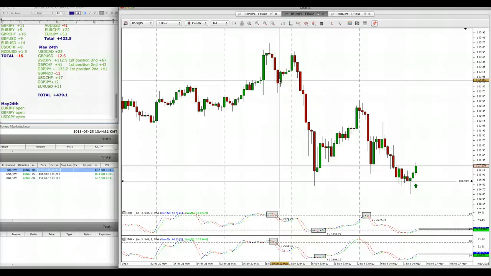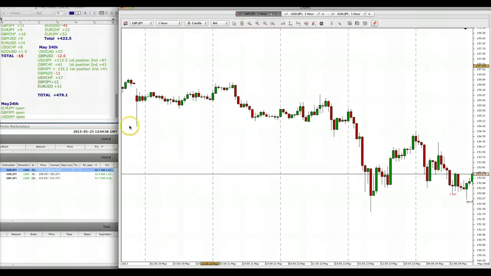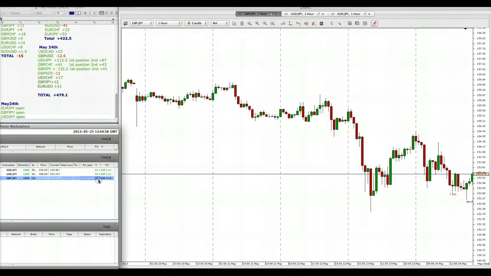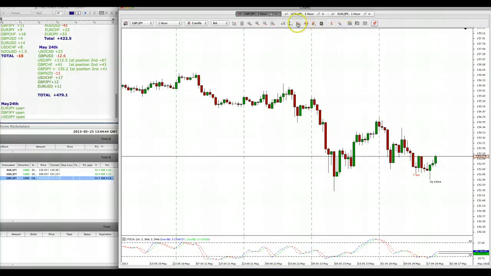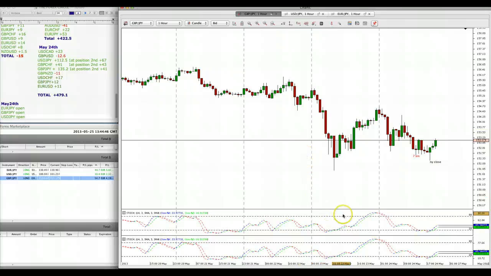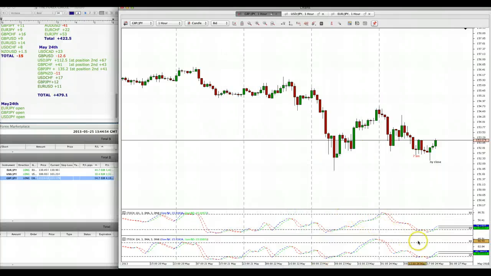Okay, so the other trade was the pound yen. We took 54 pips so far. We're up on this trade. And it's the same thing. We've got stochastics indicator, both on 21 and 14 are oversold. And it's the same scenario.